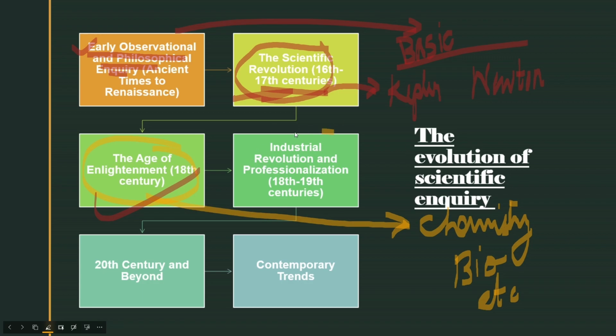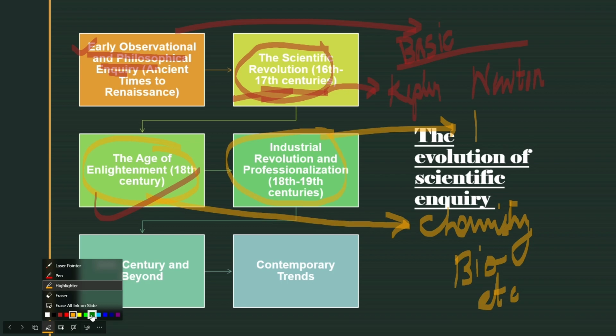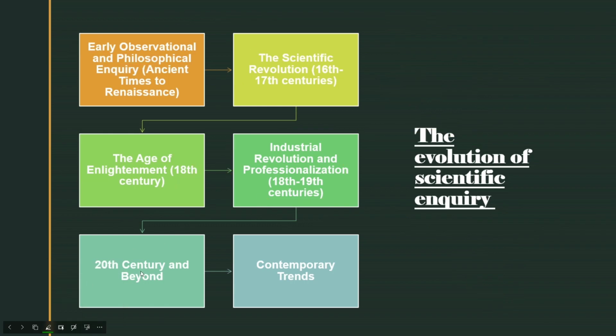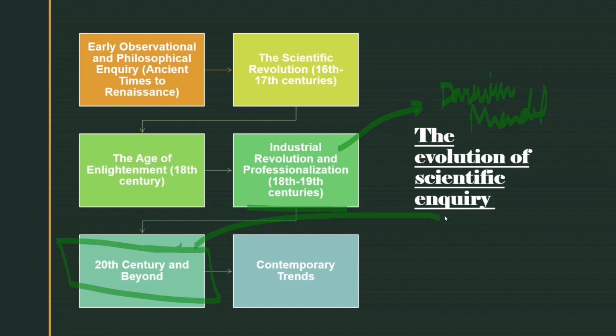Then comes our era of industrial revolution and professionalism, between the 18th and 19th century. Scientific inquiry expanded in that era through technological advancement and industrialization. There was establishment of academic institutes, laboratory construction, and scientific journals were introduced. Even Darwin put forth his evolutionary theory of natural selection, and Mendel's work on genetics laid the foundation for modern biology, if we take an example. Next comes the 20th century and beyond.